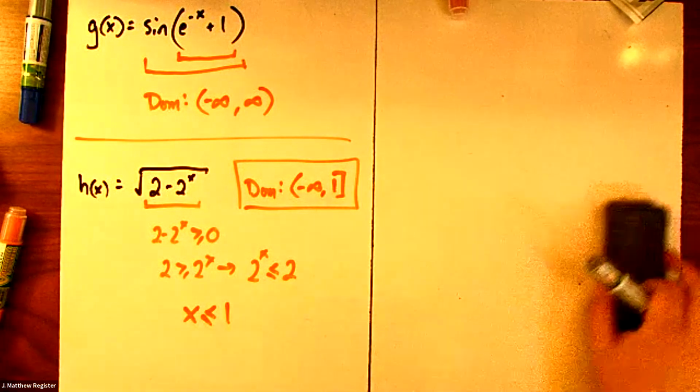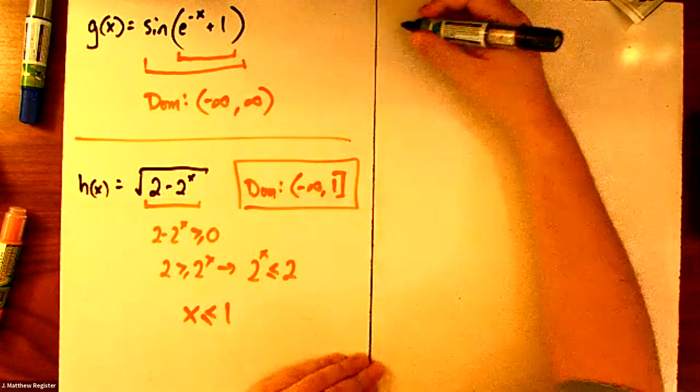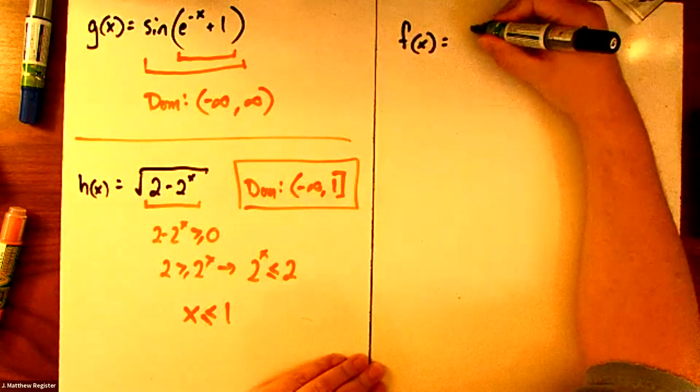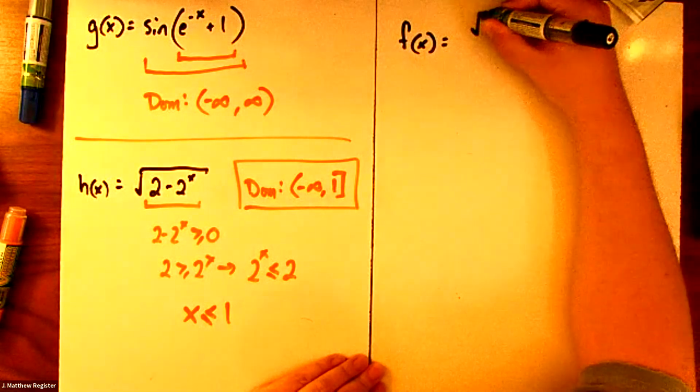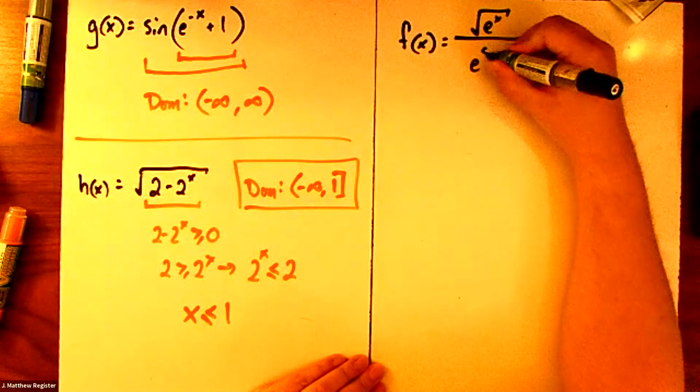Next one, again, it's a little weird. And so for this one, it is f of x is equal to the square root of e to the x over e to the sine of x.